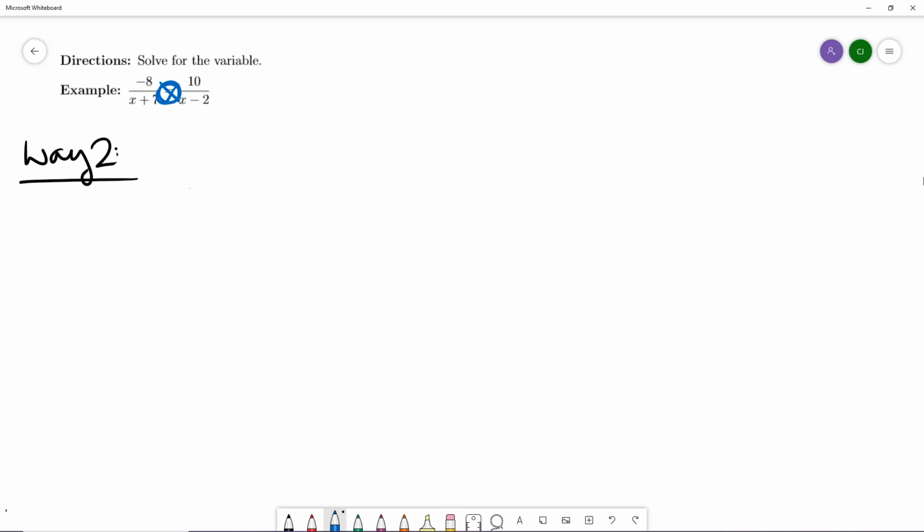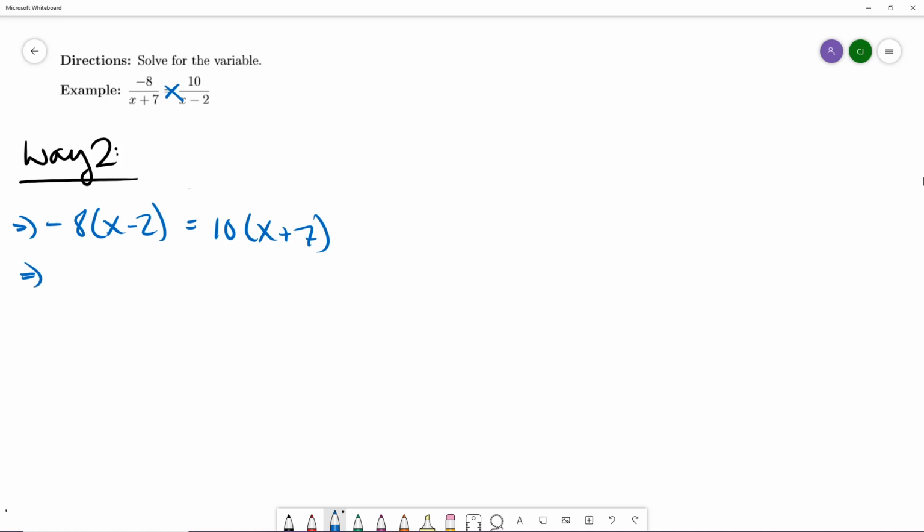Right? So let me erase that. So what I'm going to do is -8 times x minus 2. So I get -8 times x minus 2. Right? And then I'm going to do the x plus 7 times 10. So I'm just going to write this as 10 times x plus 7. Right? And we're still going to solve for this like normal.